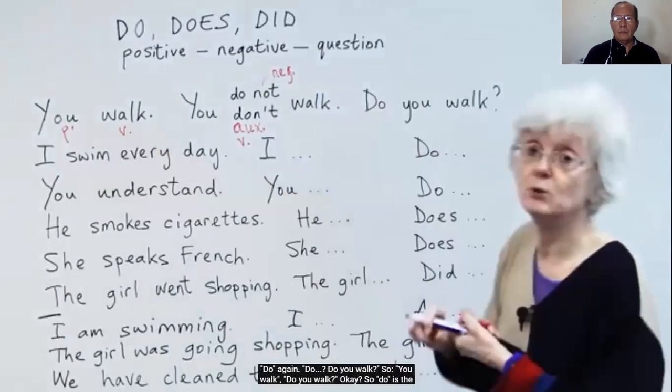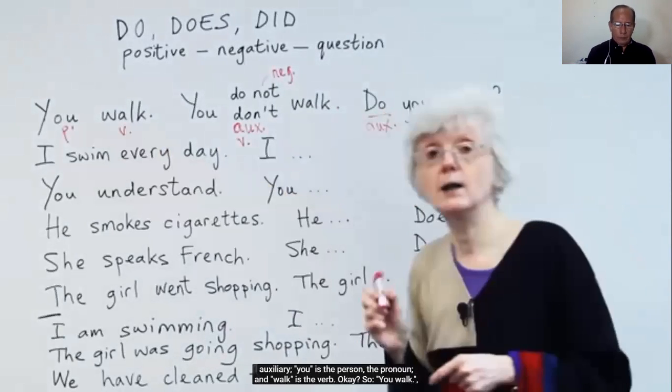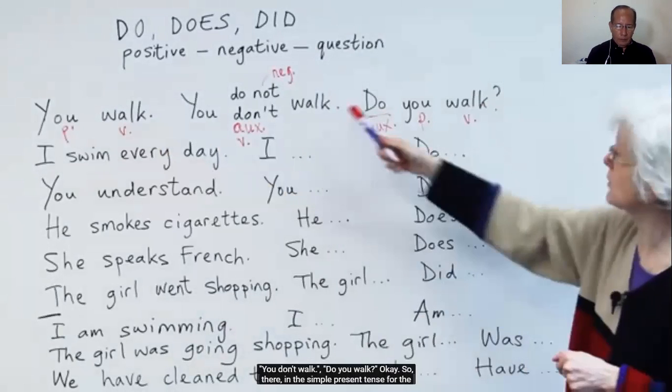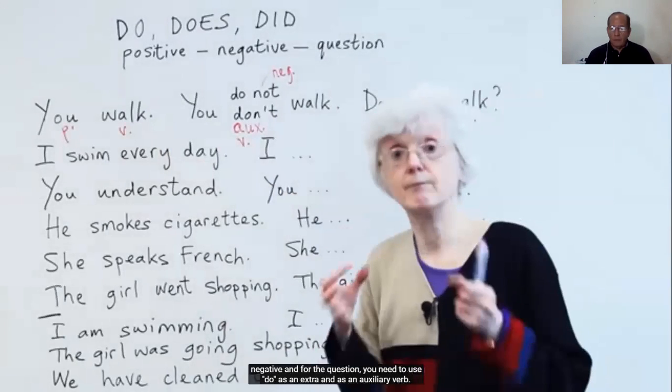Do you walk? Okay. So do is the auxiliary, you is the person pronoun, and walk is the verb. Okay. So you don't walk. Do you walk? So there, in simple terms, that's the negative and the question, and you use do.